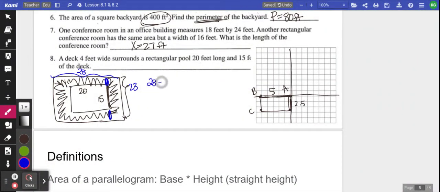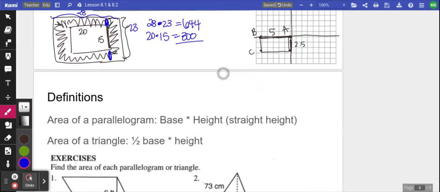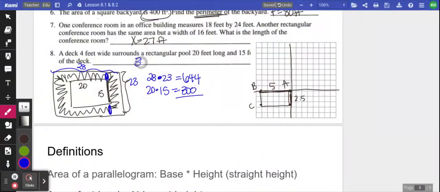So again, I'm going to do the area of the whole thing, which is 644. And I need to subtract out the area of the pool because I do not want to put my deck in the pool, which is 300. And when I do 644 minus 300, I get 344 feet squared.